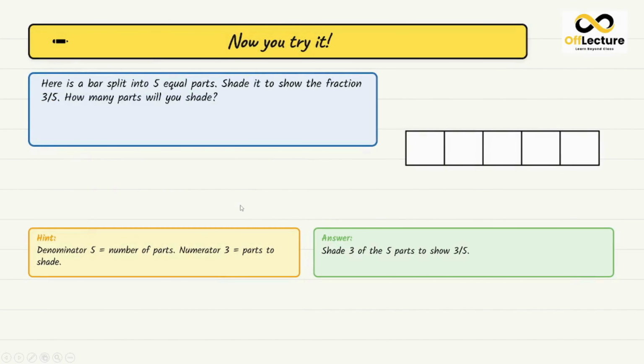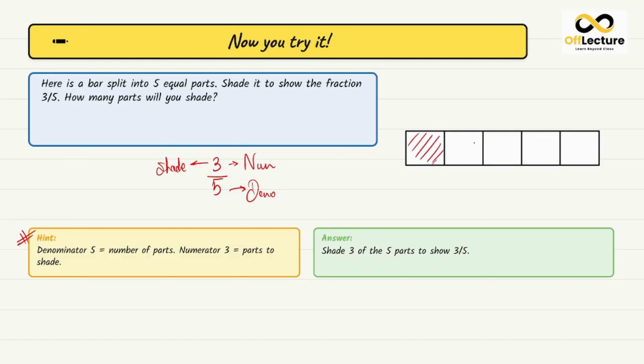Okay, and now you have to try it. Here is the bar which is split into 5 equal parts. Shade it to show the fraction 3 by 5. How many parts will you shade? So the fraction is 3 over 5. And the hint is that the denominator is 5 here. This is the denominator and this is the numerator. So the denominator decides into what number of equal parts we have to divide our shape, and the numerator decides how many parts we have to shade. So we have to shade 3 parts.